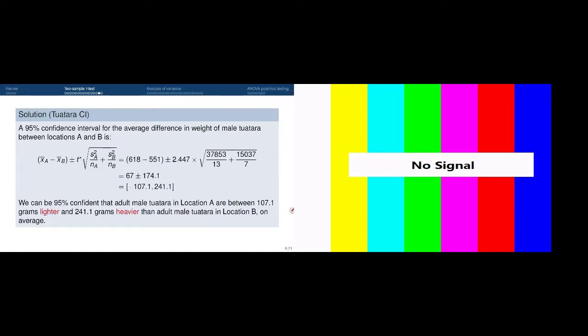So, since zero is inside this interval, what does that mean? Well, it's equivalent to not rejecting the null hypothesis. So we would not be able to reject the claim that the population mean weights are equal. We are 95% confident the data is consistent with the population means being equal.